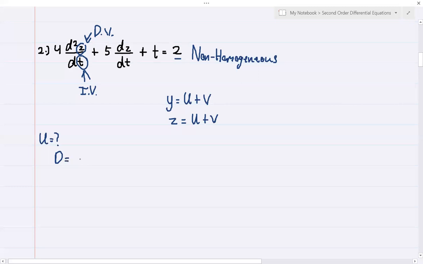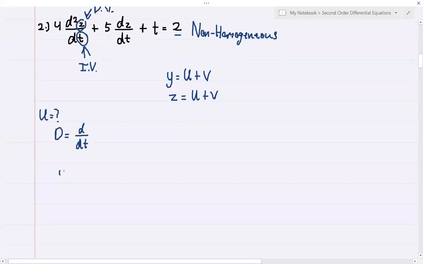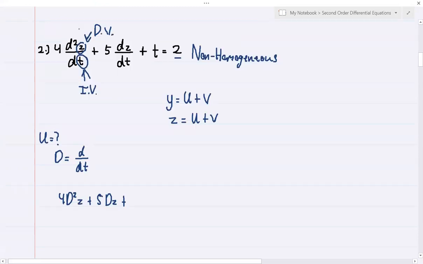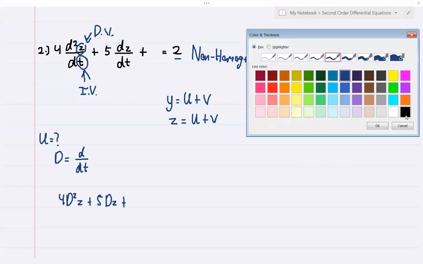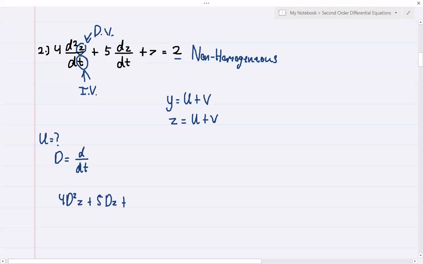So with that being said, let's start by substituting d all over dt as our capital D. We will have now 4d squared of z plus 5dz plus, wait a minute, this is wrong. Forgive me, this is supposed to be z, not z. Okay, let me change that. All right, forgive me. So let's go back. Plus z is equal to 2.